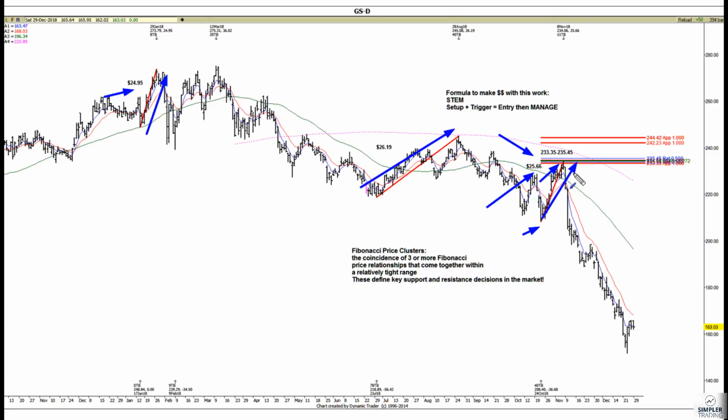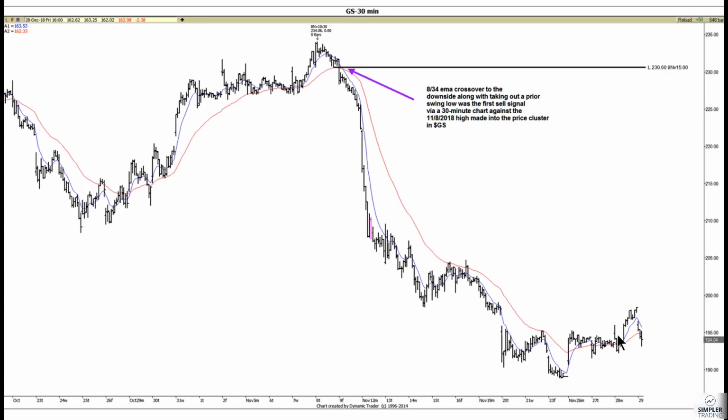And then what happened? Let's take a look at the trigger on this one, because obviously we did roll over and die. So let's see what it looks like. Let's say in this case, in Goldman Sachs, you're going to say, well, I really don't want to risk getting stopped out. So I'm going to use the not so aggressive swing trade entry, which would be the 30-minute EMA crossover. So, here's the crossover.